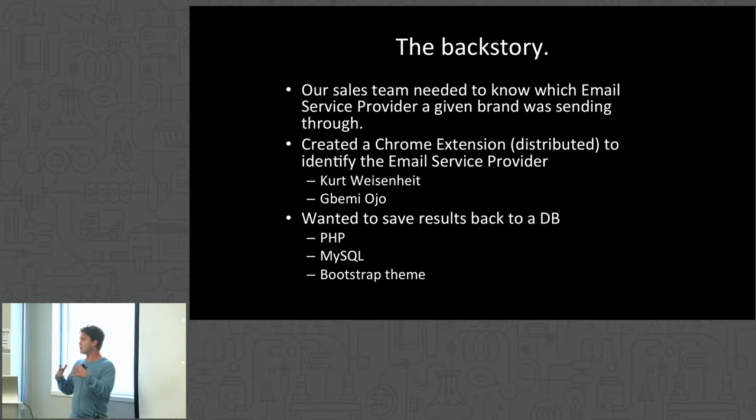However, there's an effort to that. There are tools out there that exist that you can purchase. $15,000 tools. Good job, way to go, those companies. We just need to enable our sales team, right? So we had some interns, super smart, Kurt Weisenheit and Bammy Ojo, who came in and basically wrote a Chrome extension that, based on the sending IP address, looked it up to figure out who the email service provider was. They saved it back to a database. It was a bootstrap theme with PHP and MySQL.